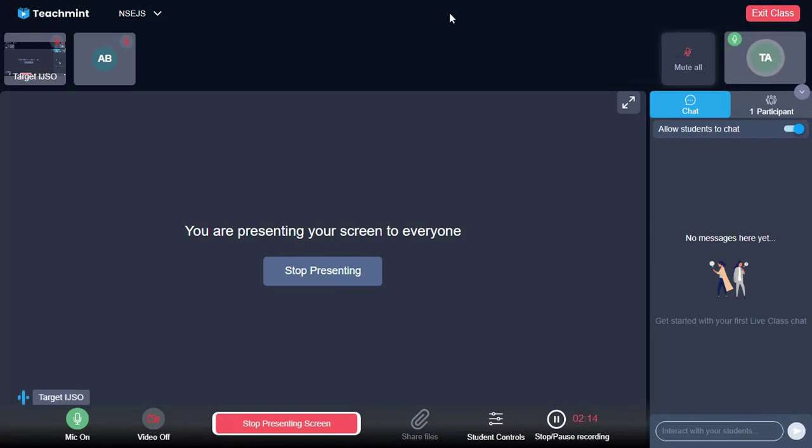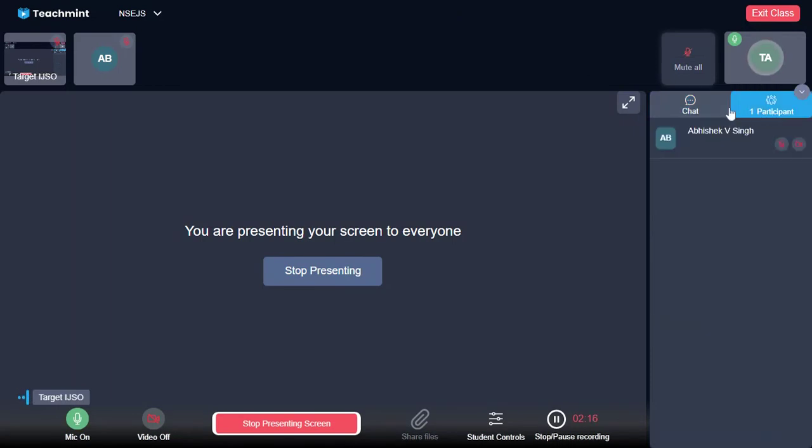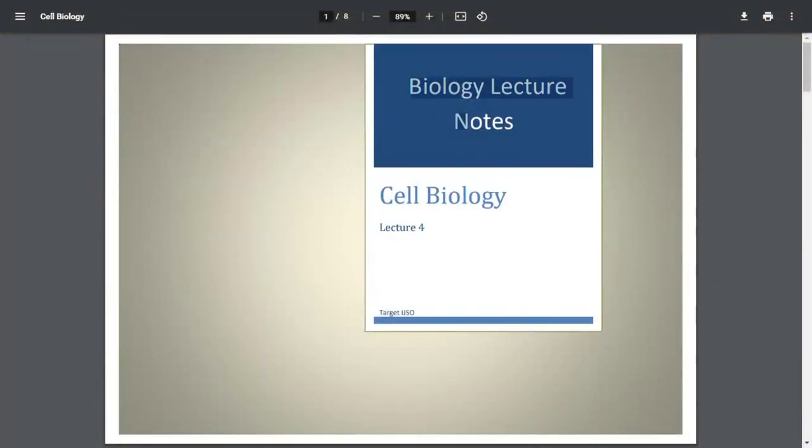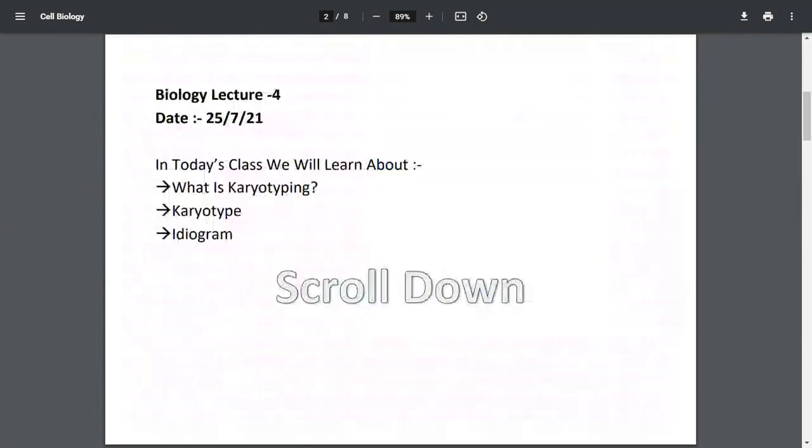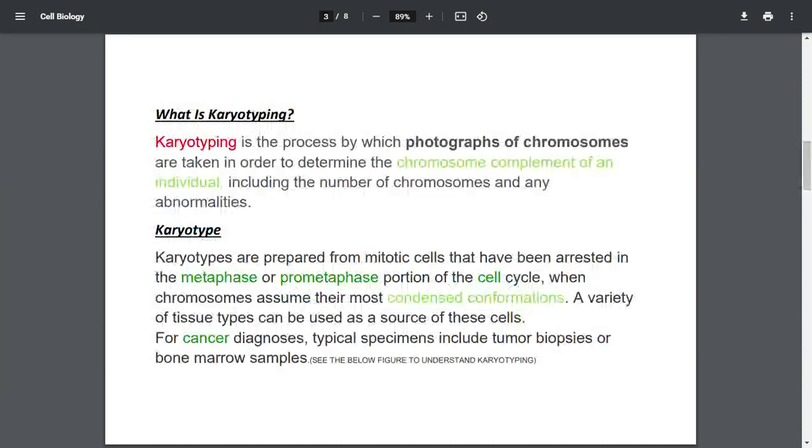So let's actually discuss the module. So here in the module, you can see, this is the fourth lecture. In today's class, we will see what is karyotyping and what is karyotype, and also we will learn about ideogram. So what is karyotyping? Karyotyping is the process by which photographs of chromosomes are taken in order to determine the chromosome complement of an individual, including the number of chromosomes and any abnormalities.